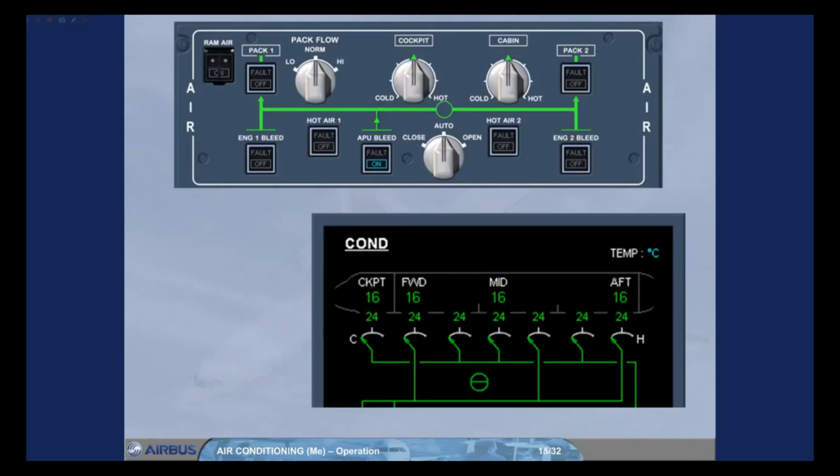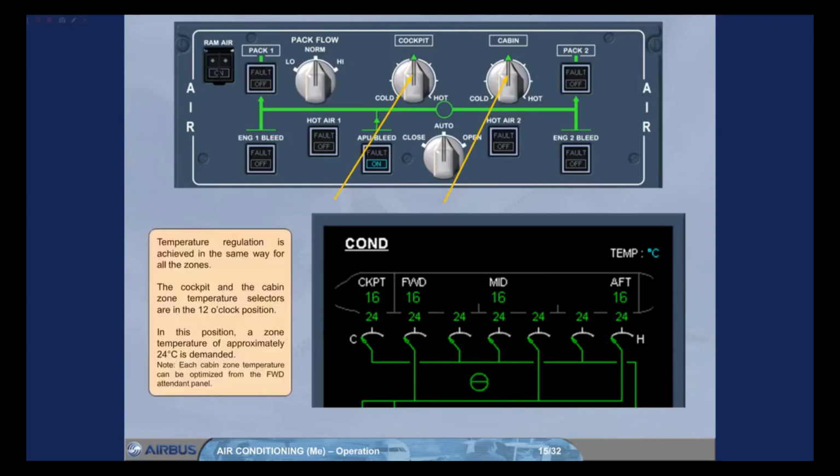Temperature regulation is achieved in the same way for all the zones. The cockpit and the cabin zone temperature selectors are in the 12 o'clock position. In this position, a zone temperature of approximately 24 degrees Celsius is demanded. Note, each cabin zone temperature can be optimized from the forward attendant panel.